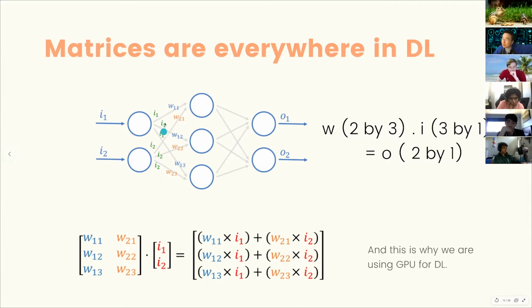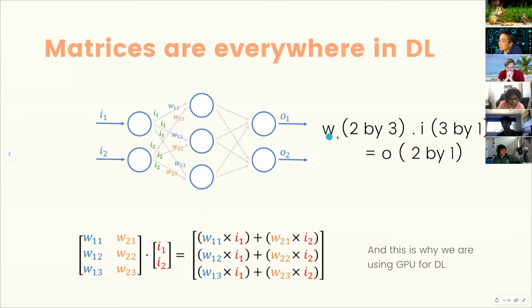Again, it's W11 times I1 and W21 times I2. You got that? Add that together, and that's this guy right here: W11 times I1 plus W21 times I2. Do you guys see that? You basically have a vector, which is the weights vector, times the input vector, which gives you the output for these neurons. You see how these matrix operations result in that, right?